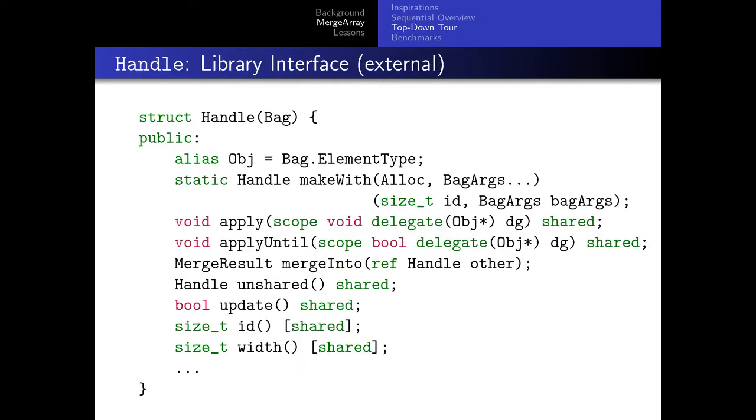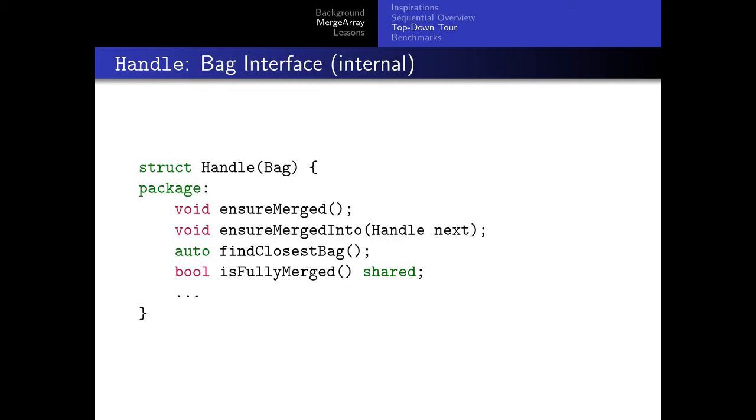Yeah, so the handle, there's apply and apply until, which just takes scope delegates, which allows it to be no GC if everything is inferred properly. Brackets in the bottom? I have it like that because I have a shared version that does an atomic load and an unshared version that doesn't, so you don't have to do it yourself. Okay. And then there's the handle methods that the bag calls, that are labeled as package rather than private.